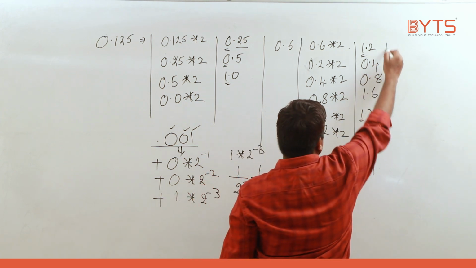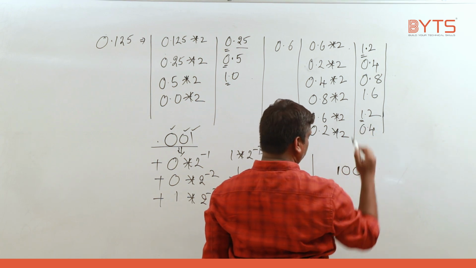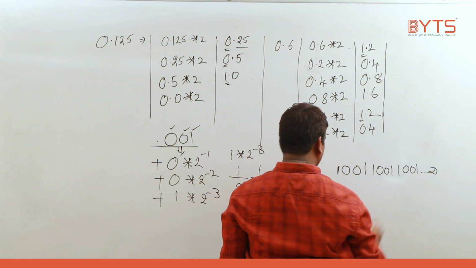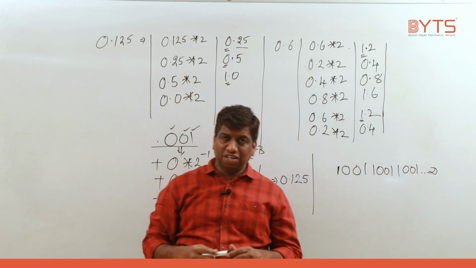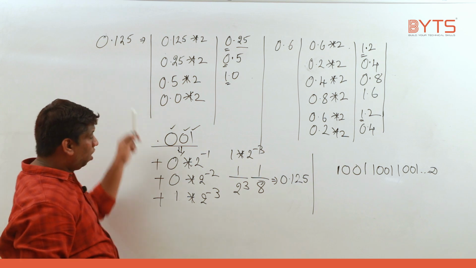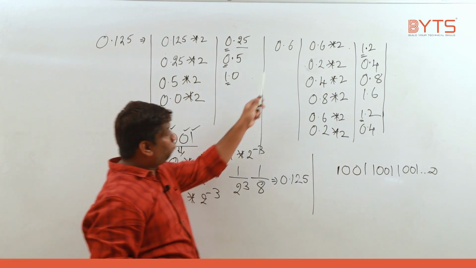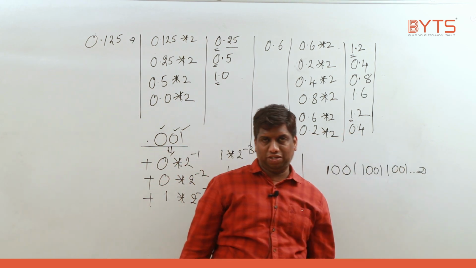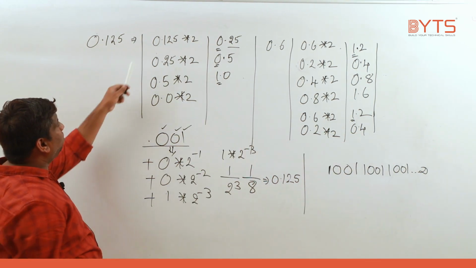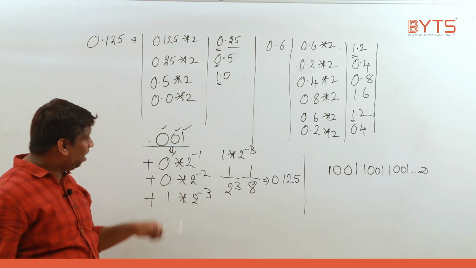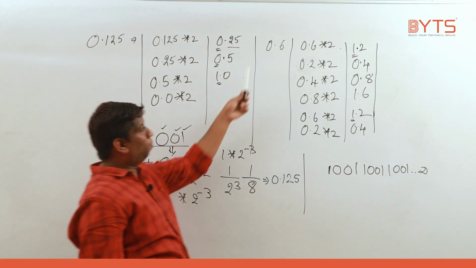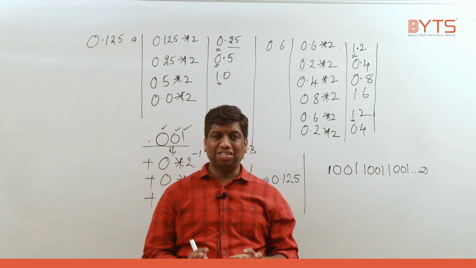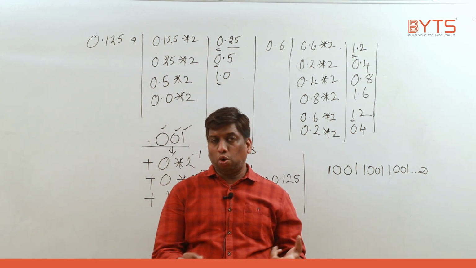So have you seen? The number is repeating, which means 0 0 1 1 0 0 1 goes on up to infinite bits, correct? To represent 0.125 I require 3 bits, but to represent 0.6 I require an infinite number of bits. Again I repeat, to represent 0.125 in binary I need 3 bits, whereas to represent 0.6 in binary I need infinite bits. Storing 0.6 in infinite bits is of no use.